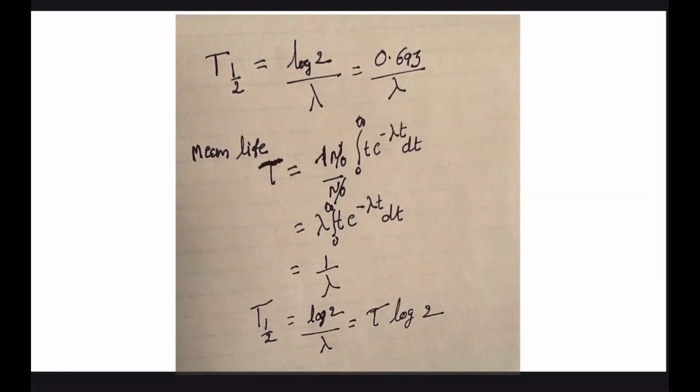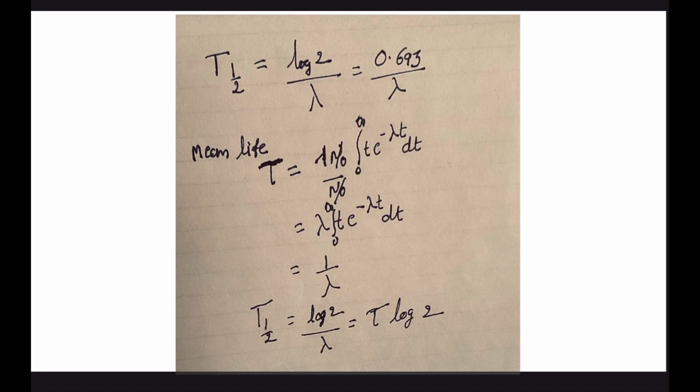Different radionuclei differ greatly in radioactive decay. So we are going to study the half-life of a radioactive nuclei, which by convention is denoted by T half. And at T half, the number of nuclei N will become N0 by 2. So putting the value N0 by 2 in N is equal to N0 e raised to minus lambda t, what will you get? N0 will be cancelled, so 1 by 2 is equal to e raised to minus lambda t.